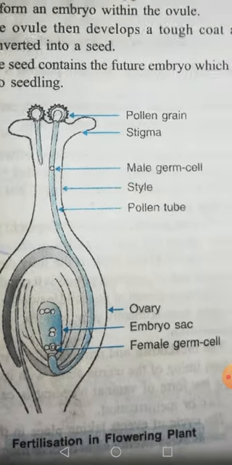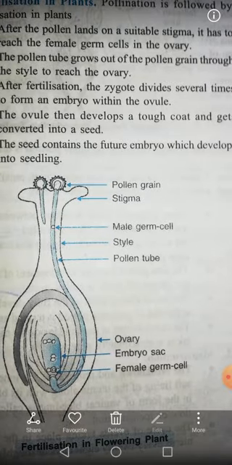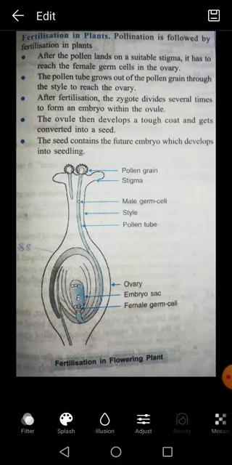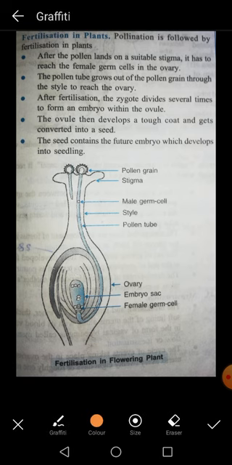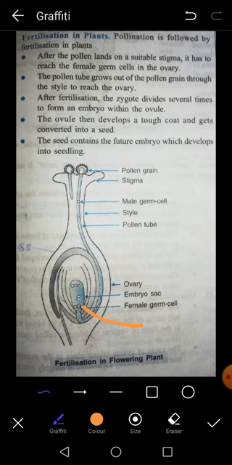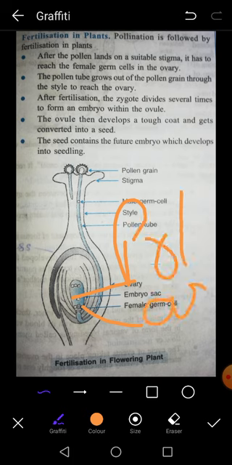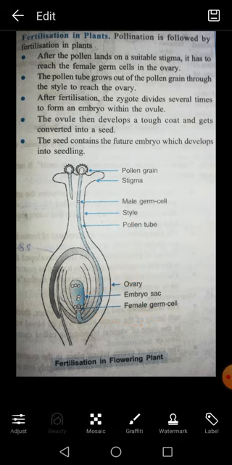Are you observing? In between there are two polar nuclei. I am showing you with the help of a colored pen. Here you are observing that this is the female gamete, inside the ovule. And here at the center, which I have crossed, these two are called polar nuclei.